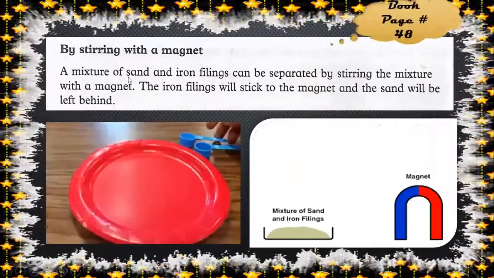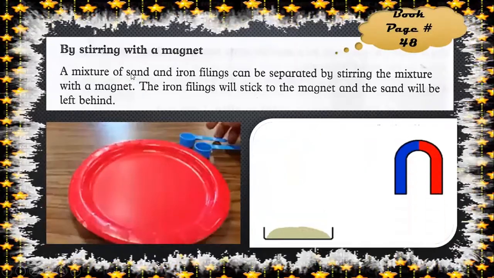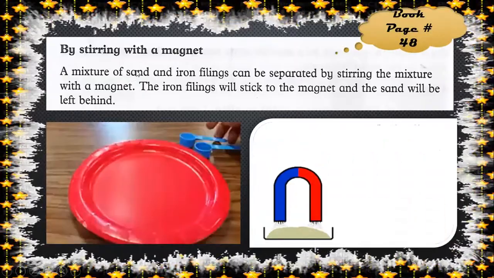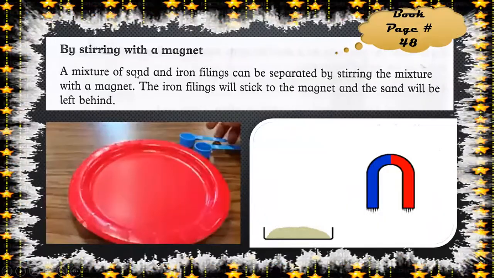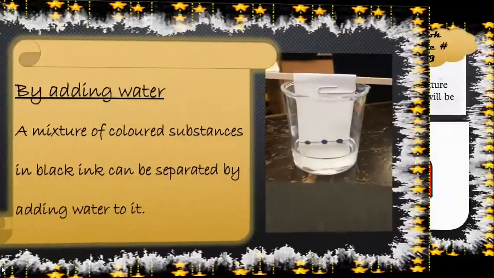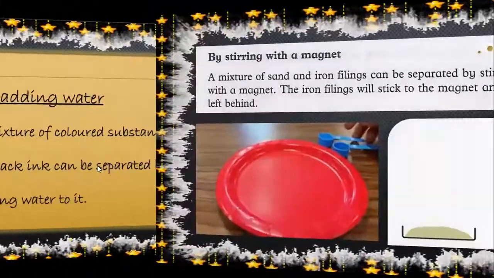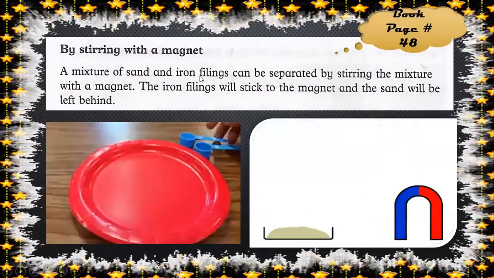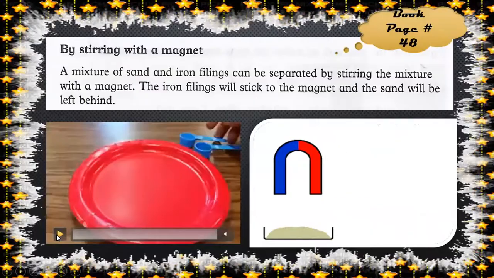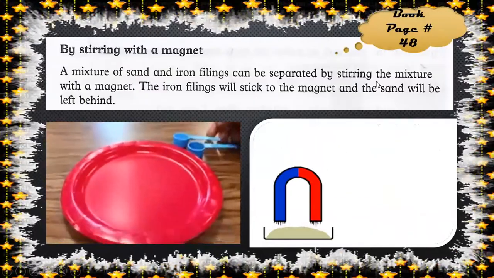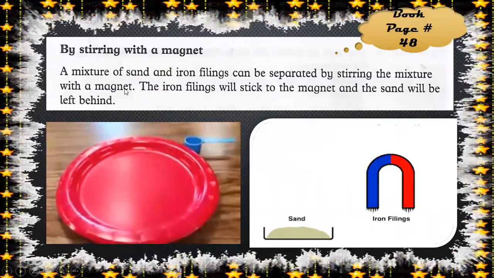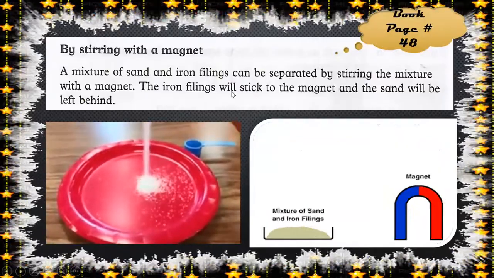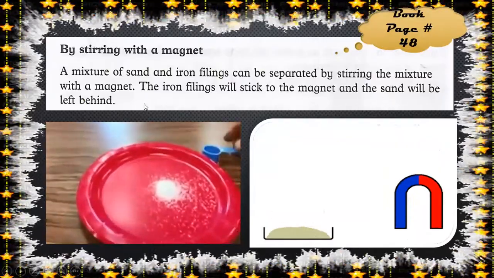Separating by stirring with a magnet. If we have a mixture of sand and iron filings, what happens by stirring with a magnet? A mixture of sand and iron filings can be separated by stirring the mixture with a magnet. The iron filings will stick to the magnet and the sand will be left behind.